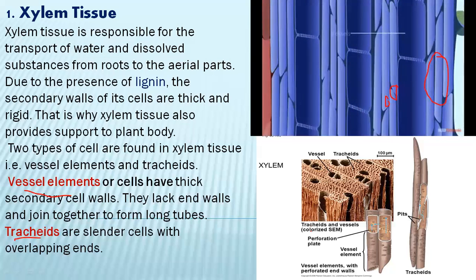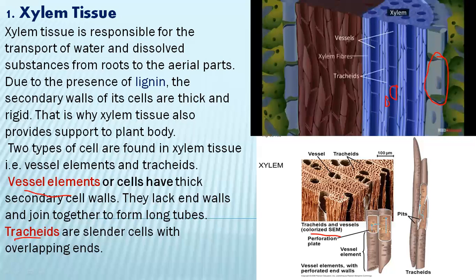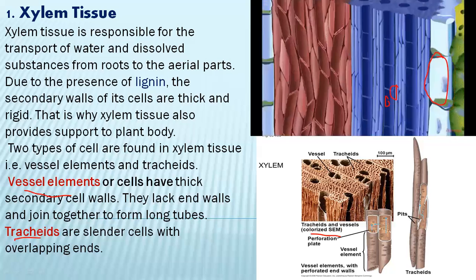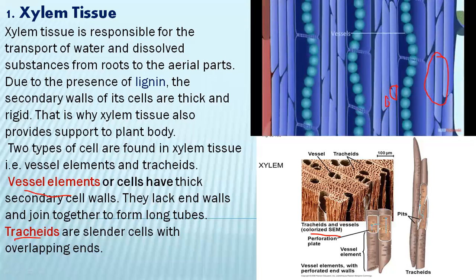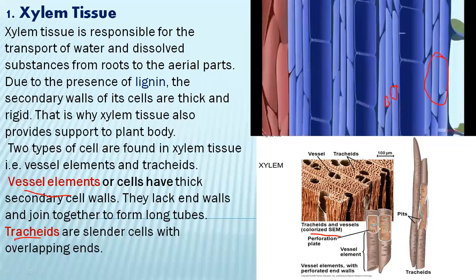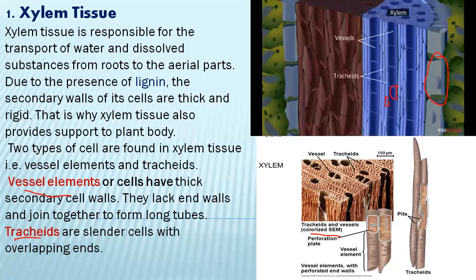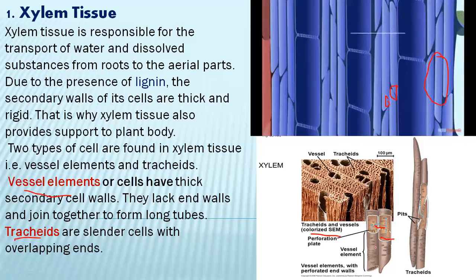Here you can see tracheids and xylem colorized as SEM. SEM means scanning electron microscope. This picture is taken from there, and the smaller pores are tracheids, and the longer ones are vessels. So these vessels help in the conduction of water. There is perforation in the vessel elements here also, so water can conduct this way, this way, and all the way, from down to up.